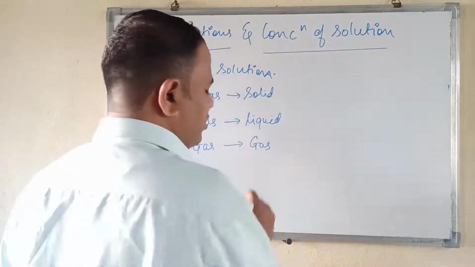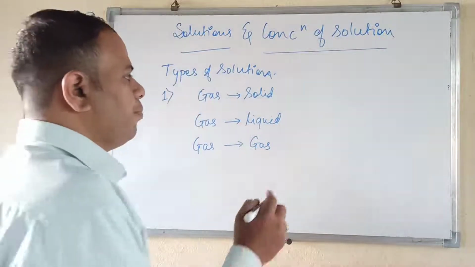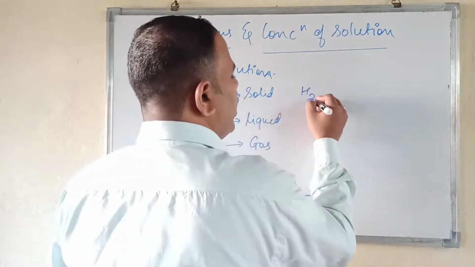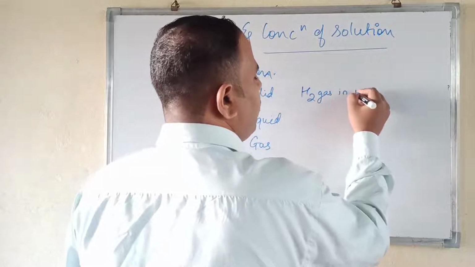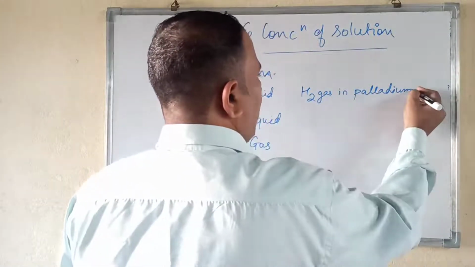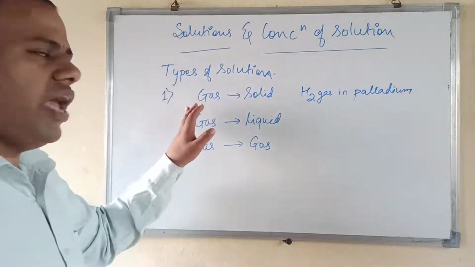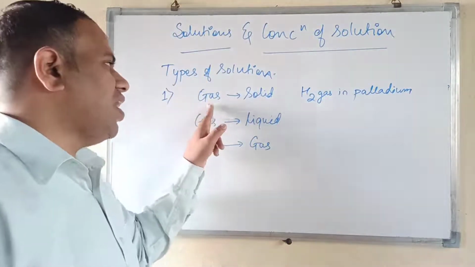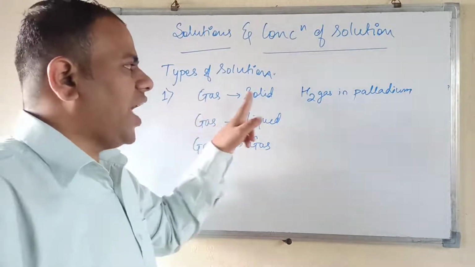Okay, so gas in solid solution. Let's see the example. Gas in solid is H2 gas trapped in palladium metal. So it is trapped in palladium metal, and it forms a solution and is an example of a gas in solid solution.